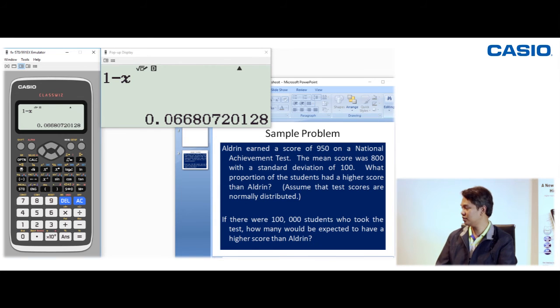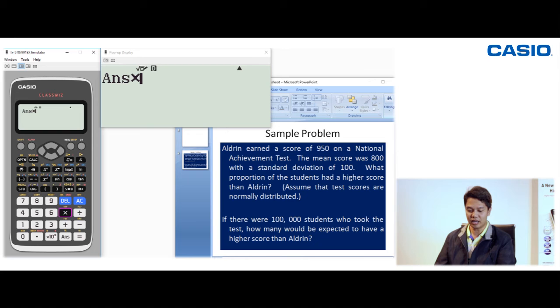Now, there's a follow-up question. If there are 100,000 students who took the test, how many would be expected to have a higher score than Aldrin? To do this, we will multiply the probability by 100,000. Doing that, the answer is 6,680.7201. Since we are dealing here with people, which is a discrete value, we will round this off to 6,681.